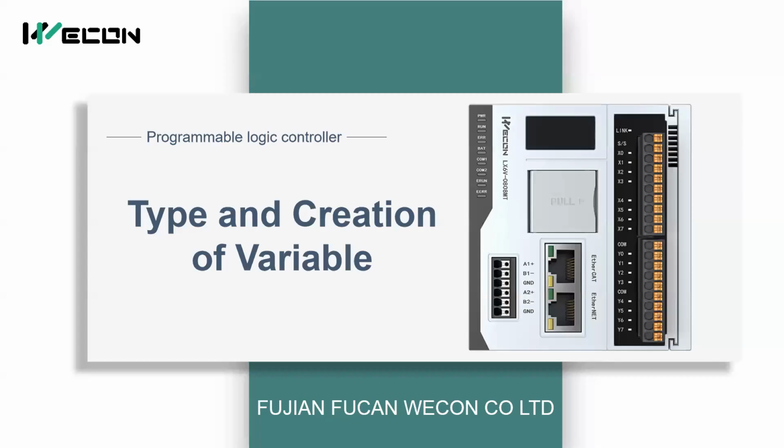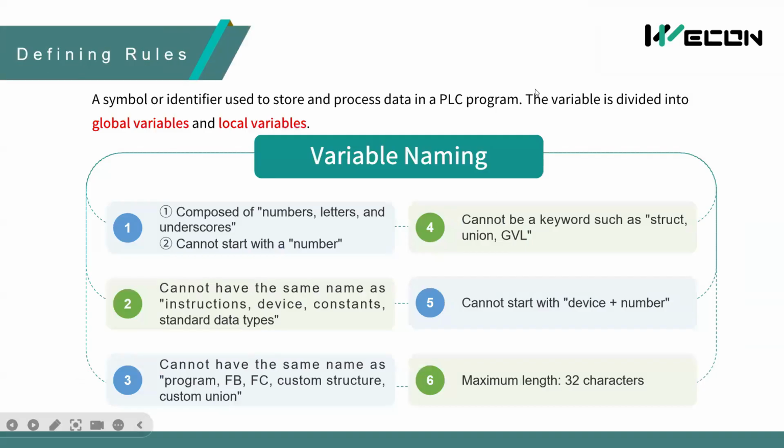5 series, AC60 series, and this time we will give 6V series training. Today I will introduce the type and creation of the variable. What's the variable? A variable is simple, used to store or process the data in our PLC program.